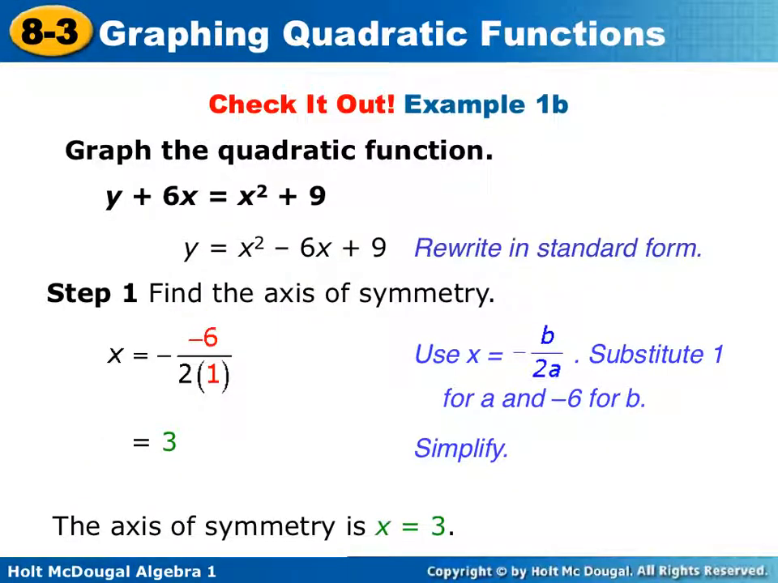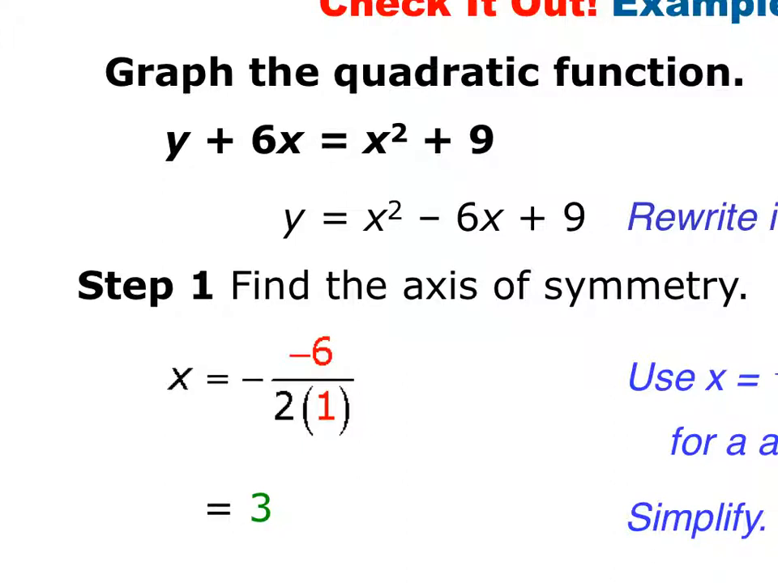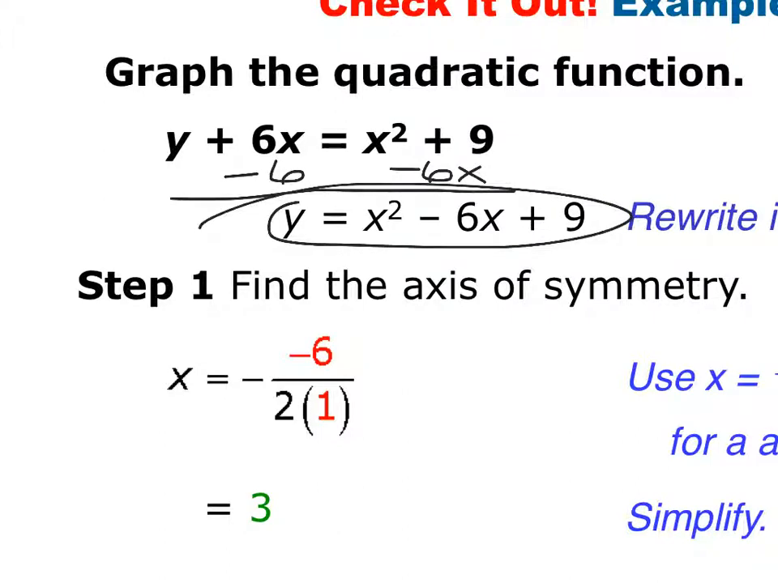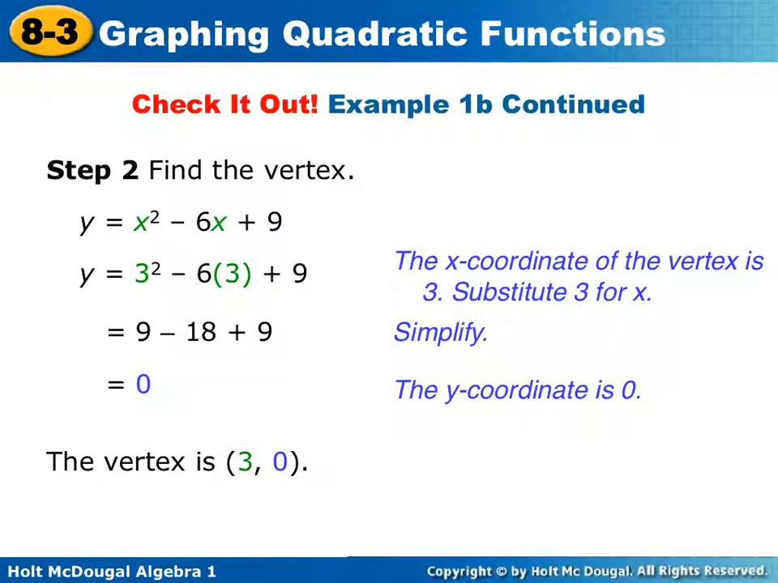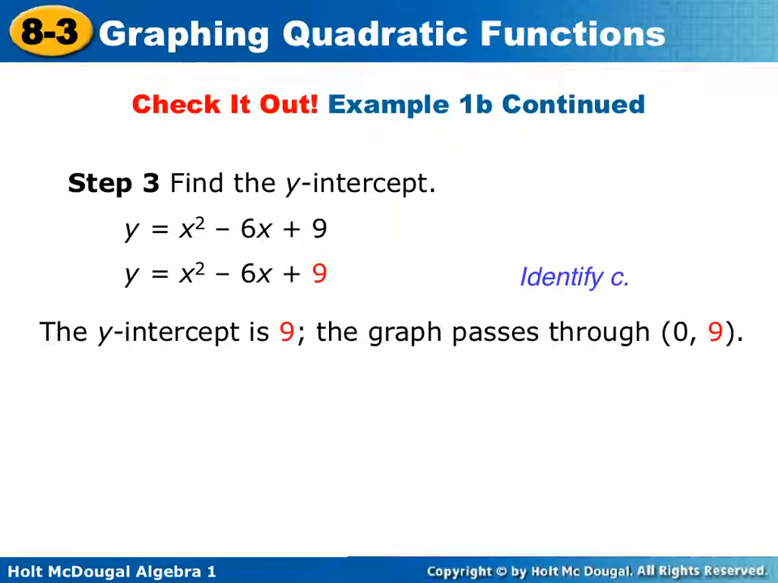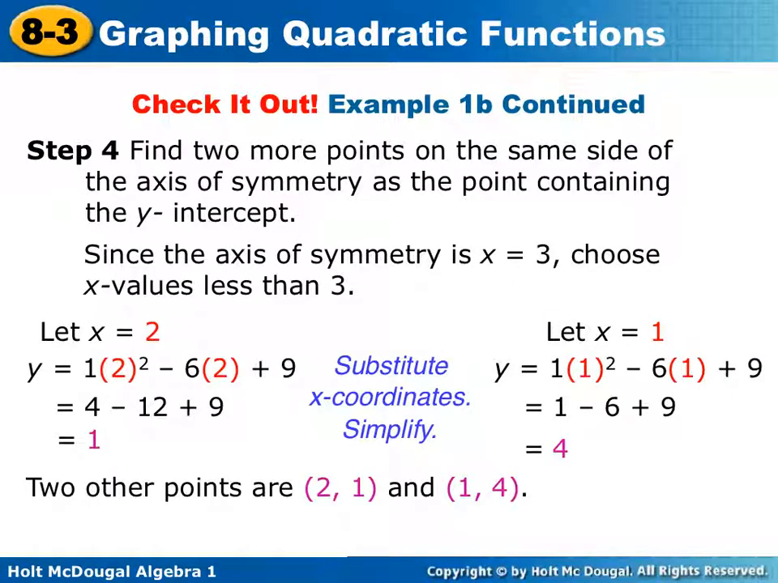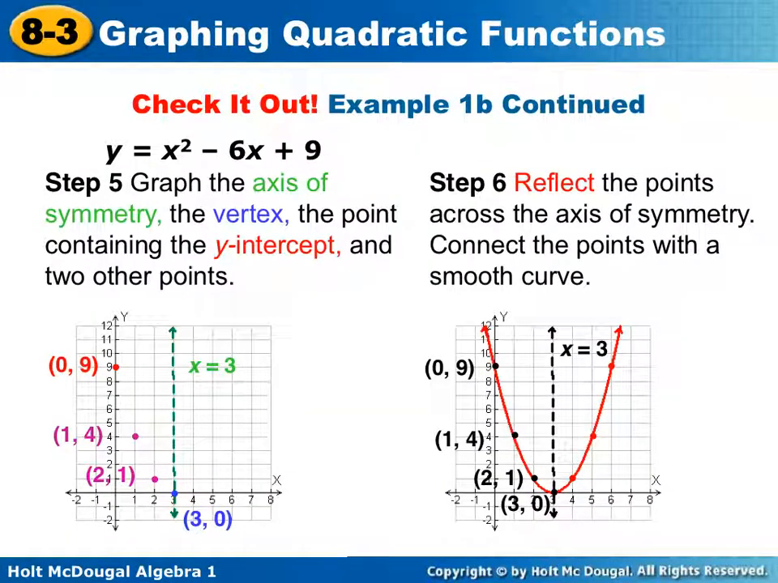Notice this example, it's not in standard form. We need to fix it first, and then we can begin our process. And here it is in standard form. And then from there, find your axis of symmetry, plug it in, get your other piece of your vertex. From there, find the y-intercept, and then from there, pick 2 more points. After you have those 4 points, you are going to graph them, make either the left or the right side, and then reflect to get the other side.